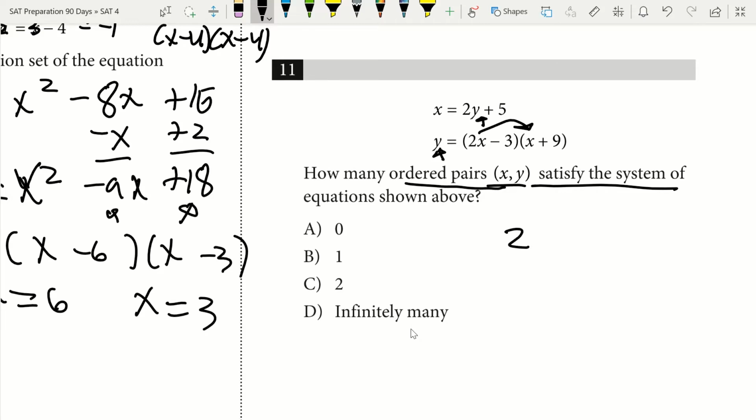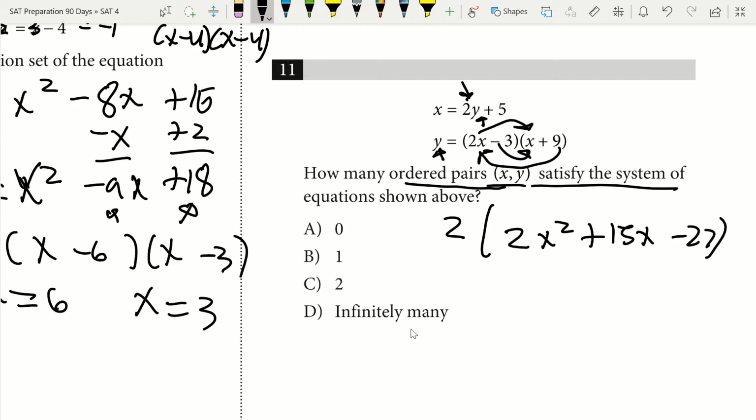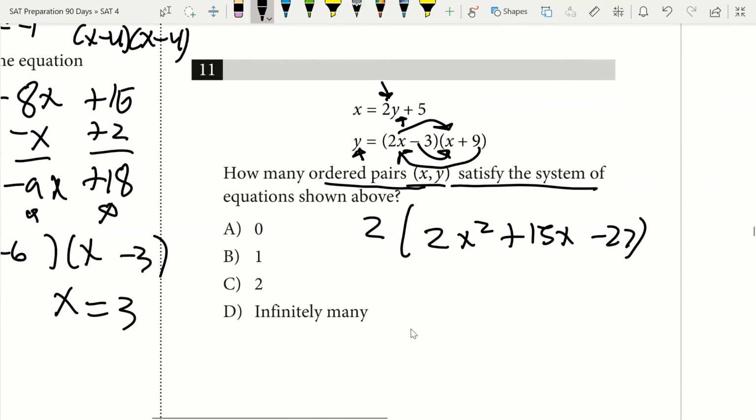2x times x is going to give me 2x squared. I'm going to have minus 3x, and then I'm going to have plus 9 times 2x, so that's plus 18x minus 3x, which gives me plus 15x. Then I'm going to have minus 3 times 9, that's minus 27. Okay, now I've got to keep in mind I have to multiply that by 2. So multiplying that by 2, and then I'm adding 5 to it.